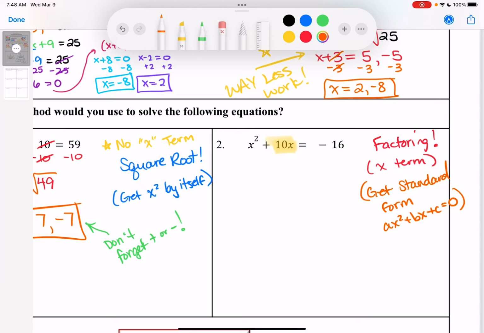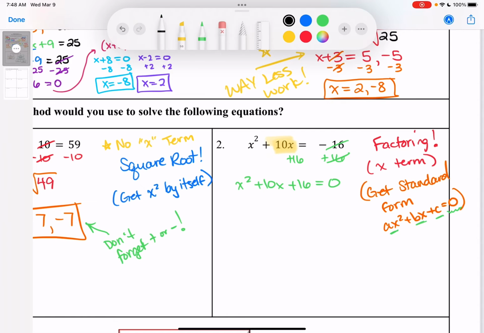That's the big idea. So my first step on this one would be to add 16 to both sides. Now I notice there's no other like terms, right? So it'll become x squared plus 10x plus 16 equals 0. And remember, I want to make sure I put it in the right order, standard form. X squared's first, then x's, then plain numbers. And the big idea here is that it equals 0, right?